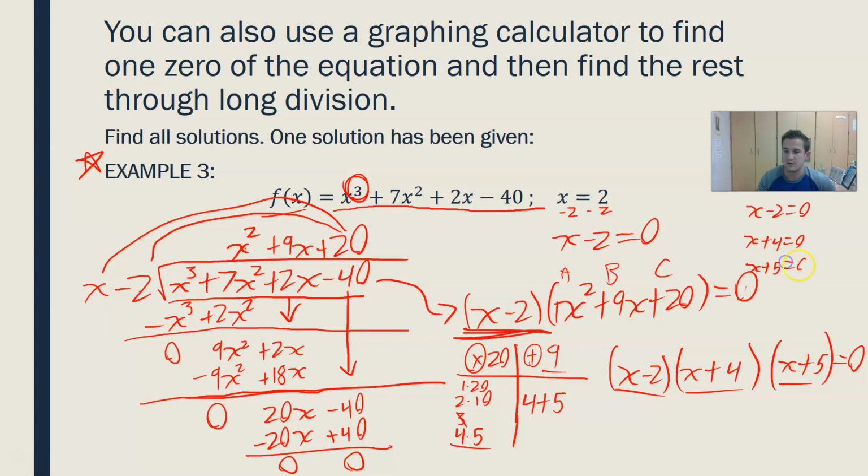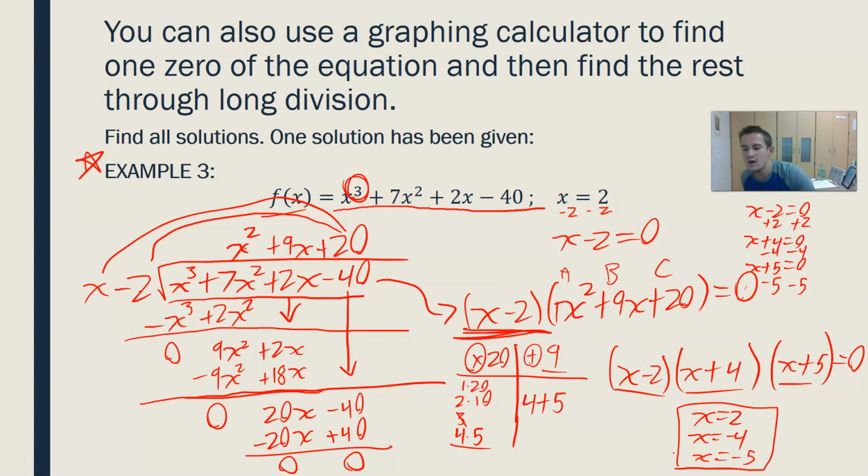So if I set x minus 2 equal to 0, x plus 4 equal to 0, x plus 5 equal to 0. If I add 2 on both sides here, I get a solution of x equals 2. I subtract 4 on both sides here, I get a solution of x equals negative 4. And if I subtract 5 on both sides here, I get a solution of x equals negative 5. I have 3 solutions, x equals 2, x equals negative 4, and x equals negative 5.